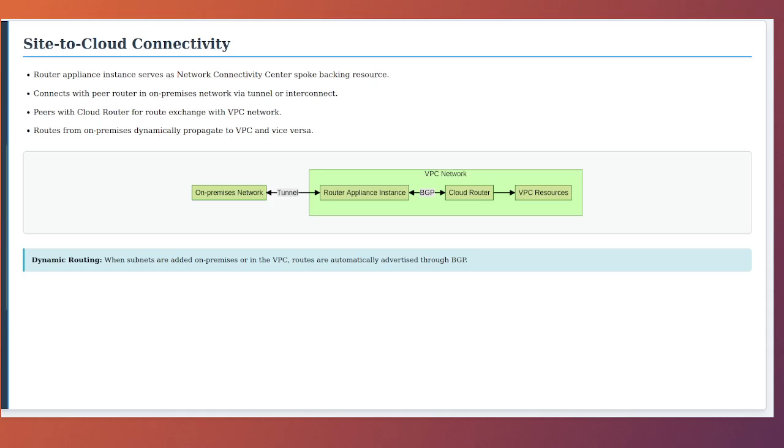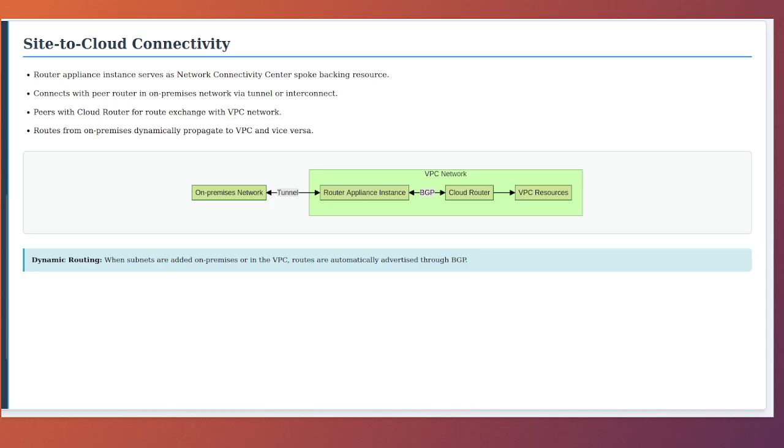Let me walk through the site-to-cloud architecture diagram in detail. The flow begins with your on-premises network, which represents your existing data center or office location that contains servers, applications, and other resources you need to connect to Google Cloud. The on-premises network connects to the Router Appliance instance through a secure tunnel, which could be an IPsec VPN or a dedicated interconnect link depending on your requirements.